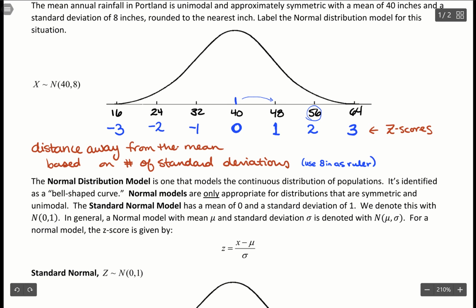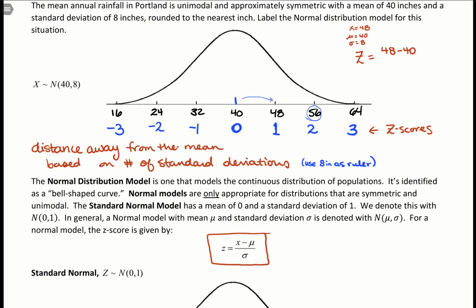So our calculation for z-scores actually uses this formula right here. In the numerator, you take your data value minus the mean. So let's say we did that with 48. If we actually wanted to find the z-score for 48, well, we would be using x is our value of 48. We have a mean of 40 and a standard deviation of 8. So in the numerator, what we want to do is take our data value minus the mean to figure out the distance away. And then we want to divide that distance up by standard deviations, which in this case is an 8. So that would simplify to 8 over 8, which is a +1.